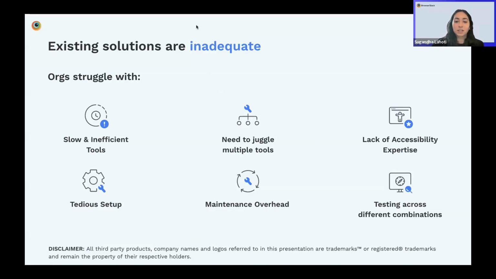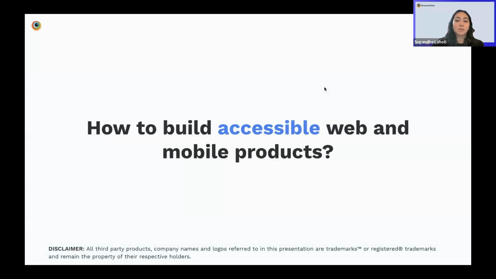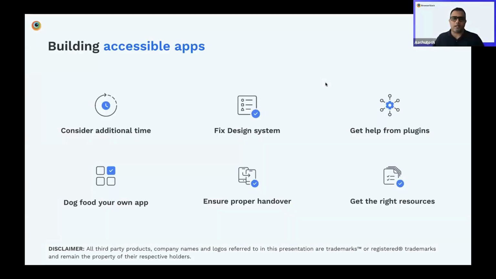Okay, thank you for responding to the poll. Now we come to one of the most important parts of the webinar. What are the strategies and best practices that we can implement to build accessible web and mobile products, right? Ashutosh, what do you think? What are your views? Okay, if you can move on to the next slide, please.